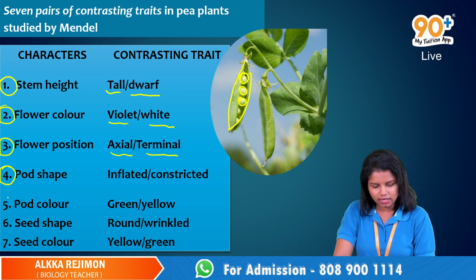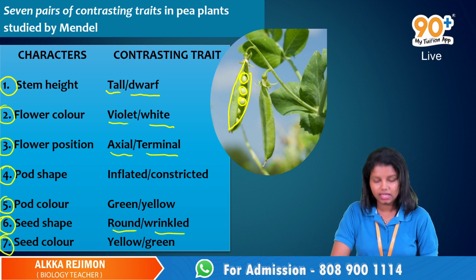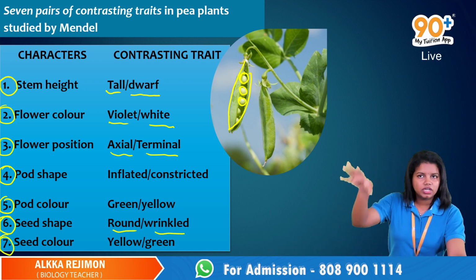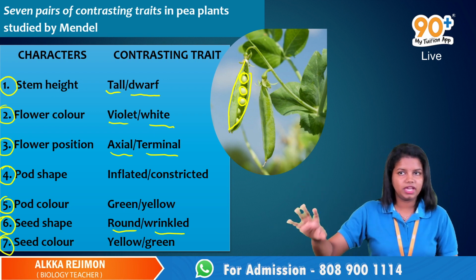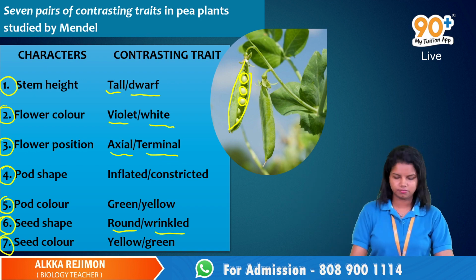Then pod color, green and yellow. Then seed shape, round or wrinkled. Then seed color, yellow or green. So these were the 7 major contrasting traits that were studied by Mendel.